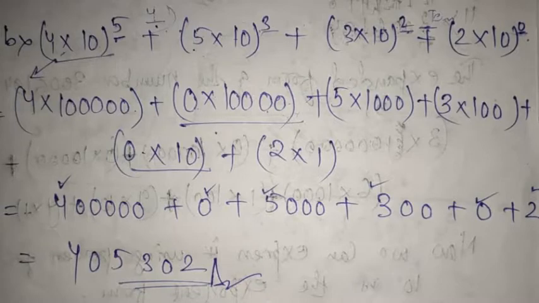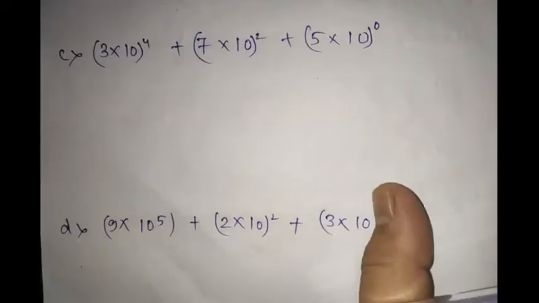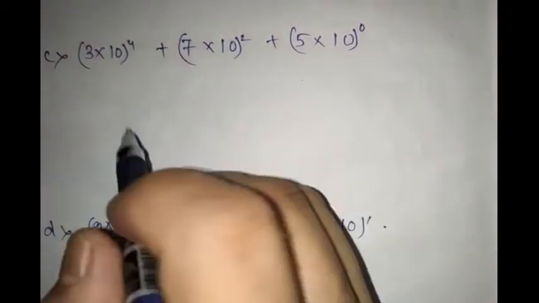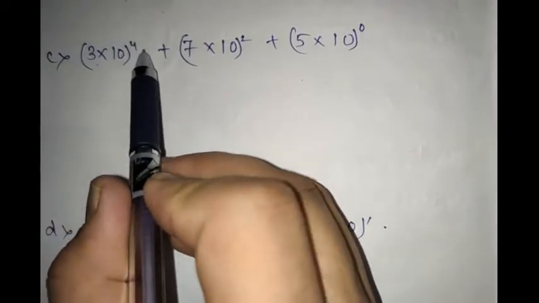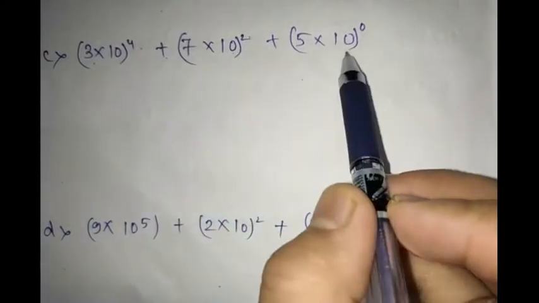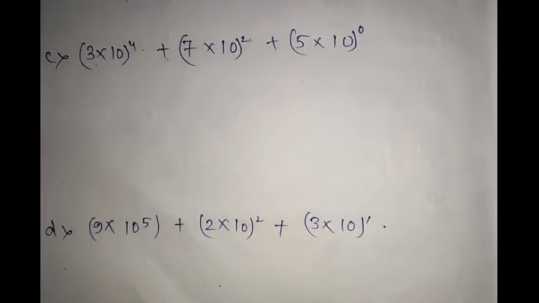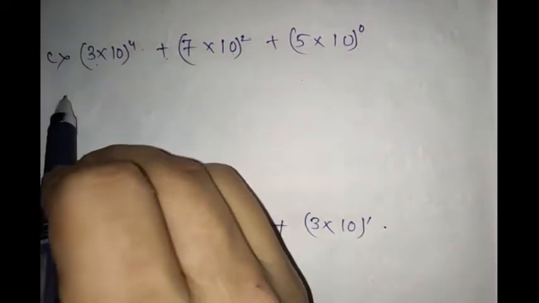So let us now proceed to part C. Here we have 3 into 10 to the power 4 plus 7 into 10 square and 5 into 10 to the power 0. So now if you have such questions, then what are you going to write?